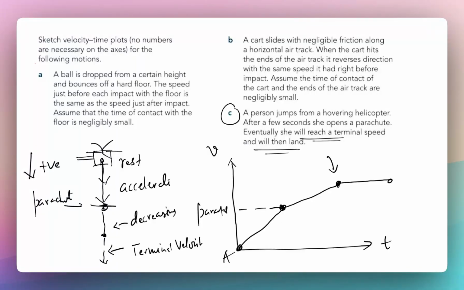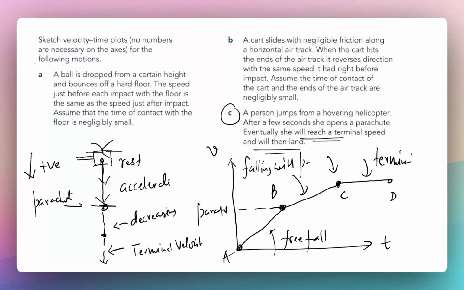So from A to B, you have a free fall, right? And then from B to C, you have a fall with a parachute. And from C to D, she has achieved a terminal velocity or uniform velocity, right? So this is how the graph will look. First steeper acceleration, then less acceleration, and then no acceleration at all with the terminal velocity.